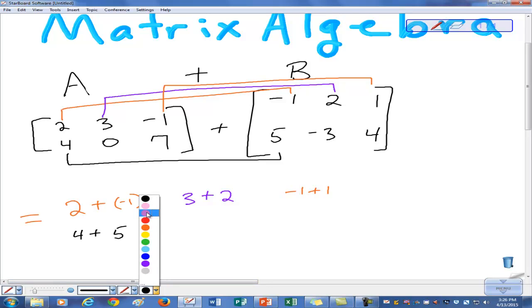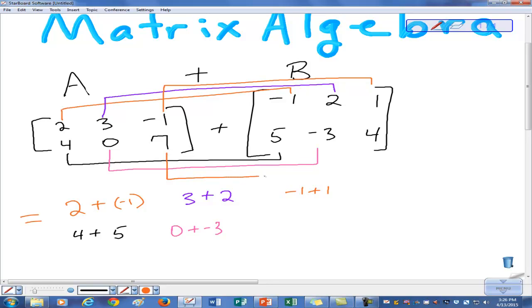And then we're going to take the second row, second column, and add that to the second row, second column of the next one. So that would be 0 plus -3. And then we're going to take the second row, third column, and add that to the second row, third column of the other one. And so that'll be 7 plus 4.